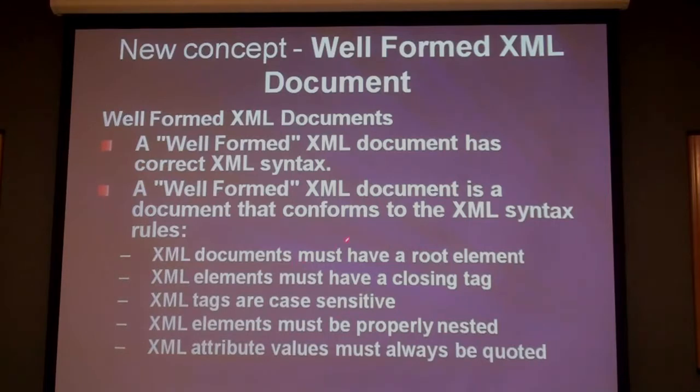So these are the rules being highlighted. All elements should be case sensitive, with matching closing counterparts. A root element should be present. Case sensitivity should be preserved, nesting should be done properly, and all attribute values should be quoted, and so on. Then the rules for naming elements should be applied here as well. Okay, I'm not listing them here.